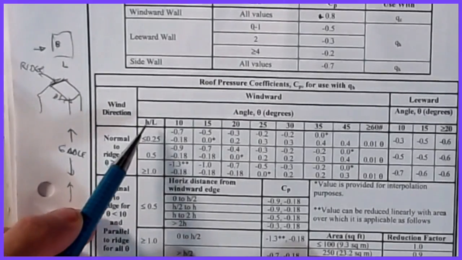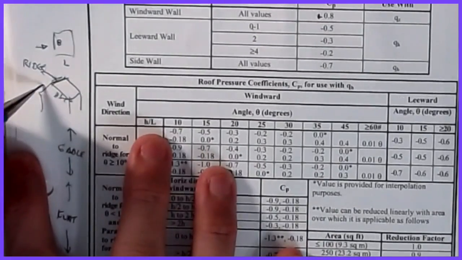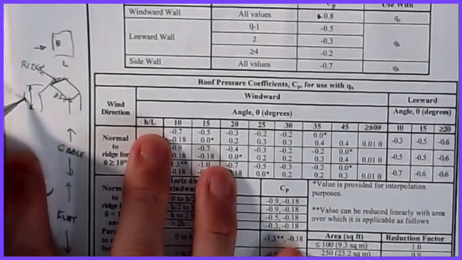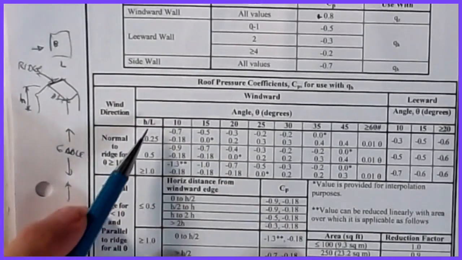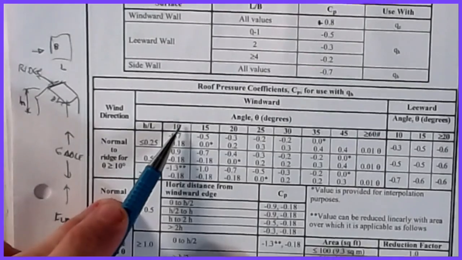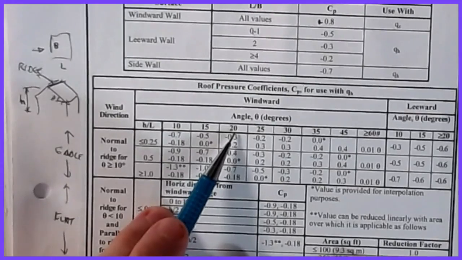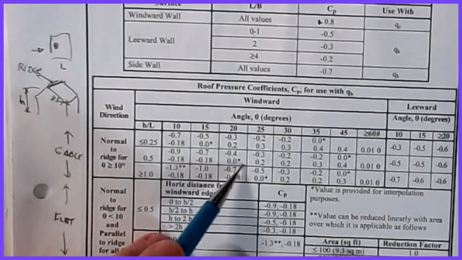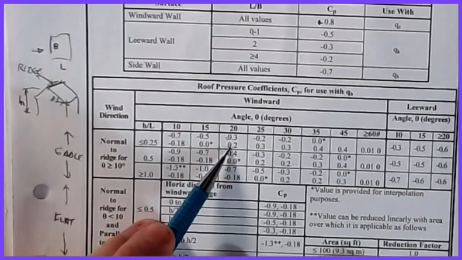Okay, so then just like you did with the other one, we're going to take the H over L, and again, H is the mean roof height. That's this guy right here. And then L is the dimension that's parallel to the wind direction. So for H over L, you choose your value, you choose your angle, and then once you choose any one of these, let's say that we were at 20 degrees and we had an H over L of 0.25, we would be over in this box here. You notice that one CP value is negative, one CP value is positive.